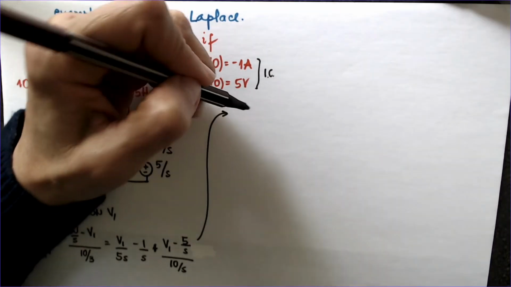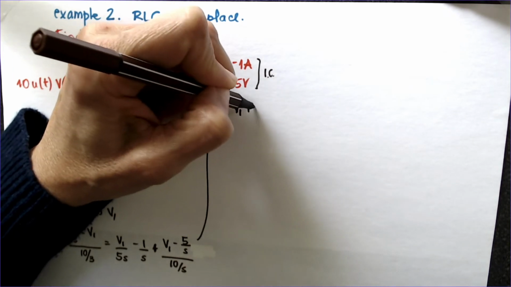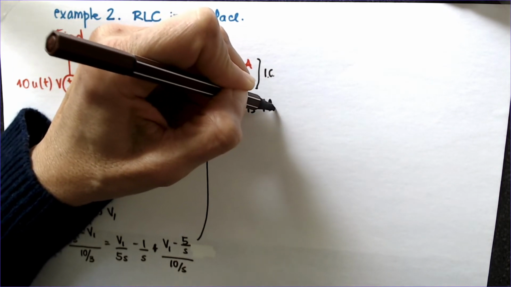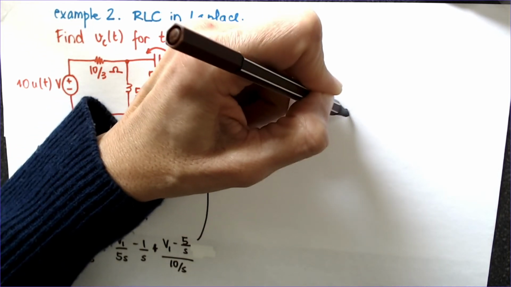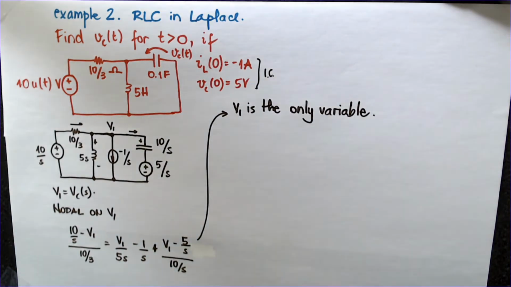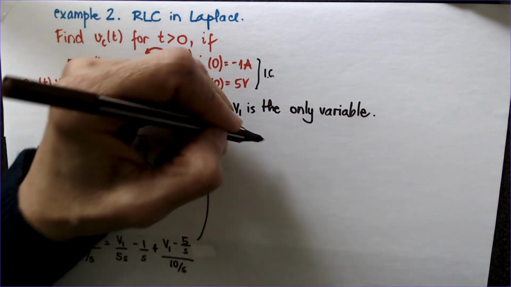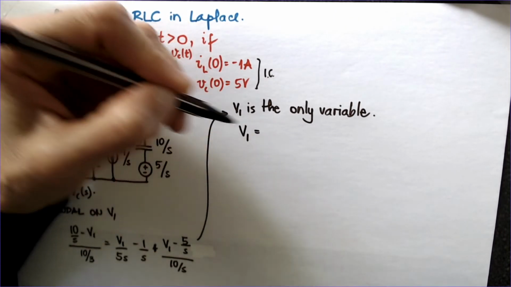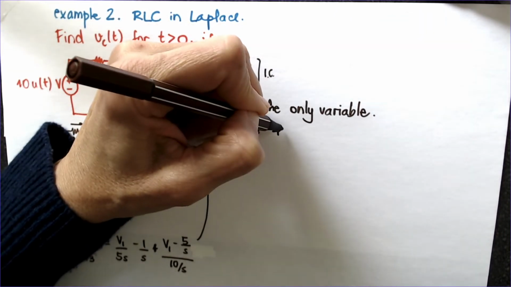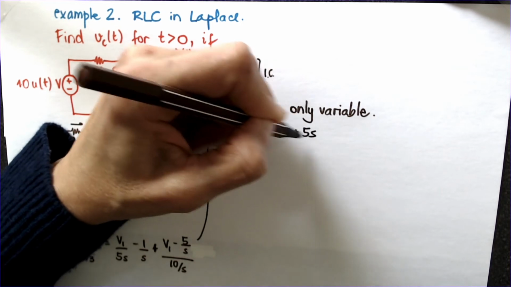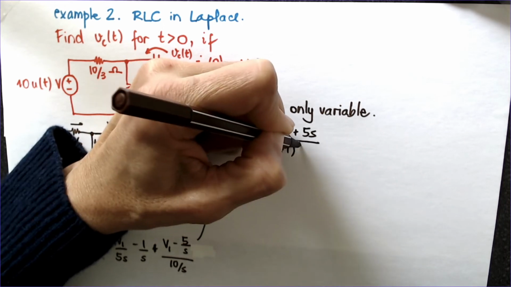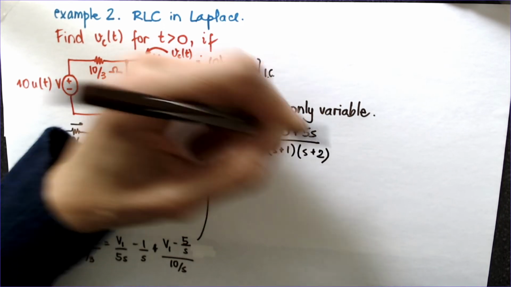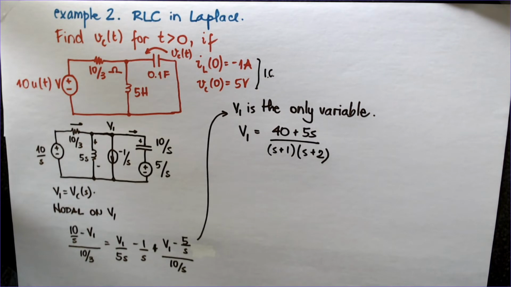So it does require a couple minutes of moving terms to this side or the other side. So I'm going to just write what I got for this one. And if you guys find anything different, please let me know. But I found this V1 equals 40 plus 5S divided by S plus 1 times S plus 2. I'm not claiming it's completely right. I think actually I lose a lot of points on these algebraic manipulations.